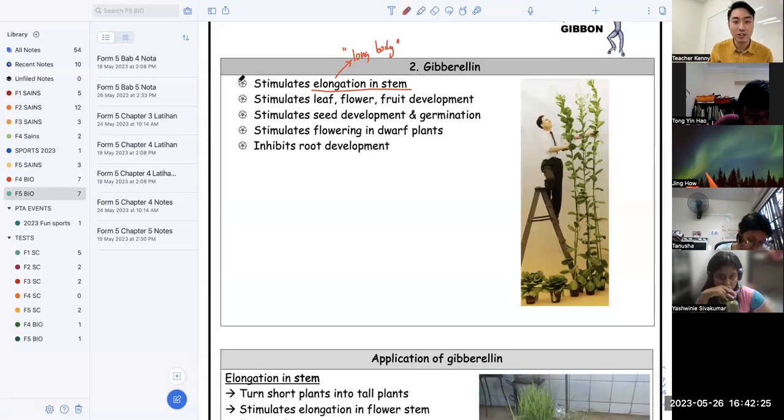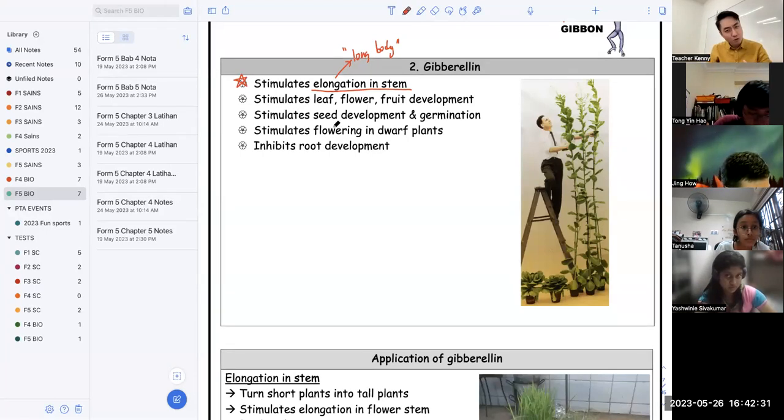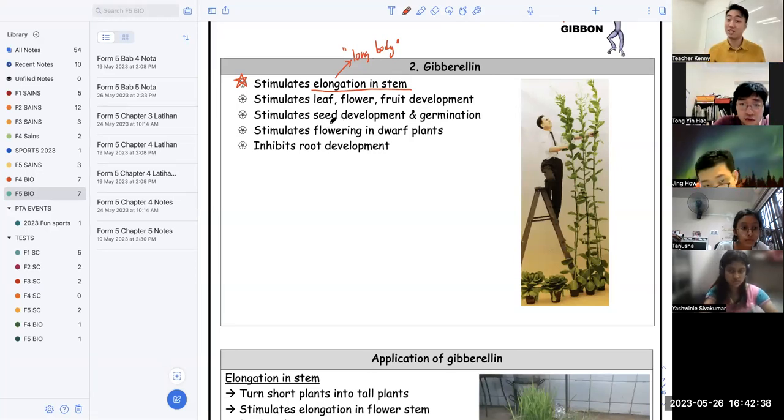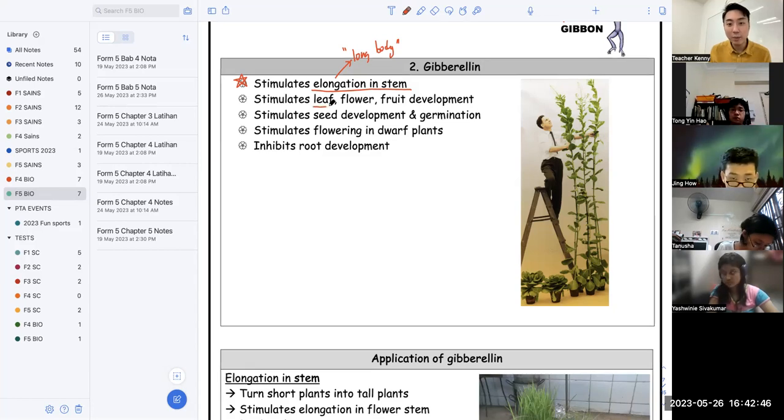So it also stimulates, guys, this is one of the functions. Again, put a star over here. Another function is it stimulates the leaf to grow, flower to grow, fruit to develop. So it's very positive, right? So if you see, hey, my fruit's very small, ladies and gentlemen, use gibberellin. Spray, spray, spray, the fruit will become bigger. So the second function is they make your leaf bigger, flower bigger, fruit more developed.